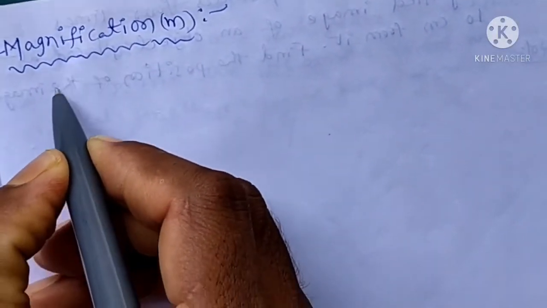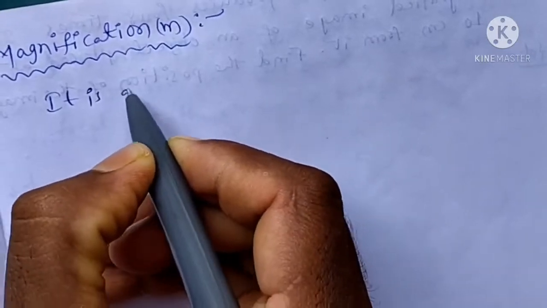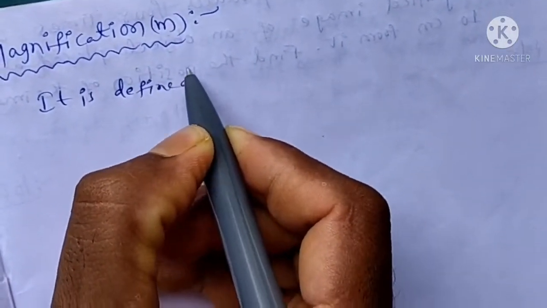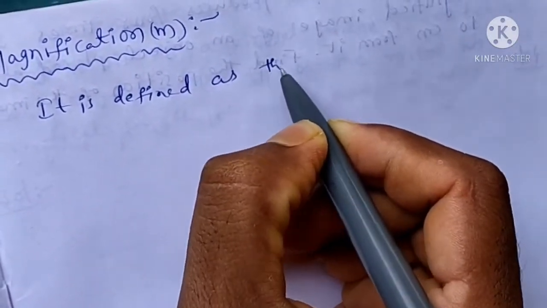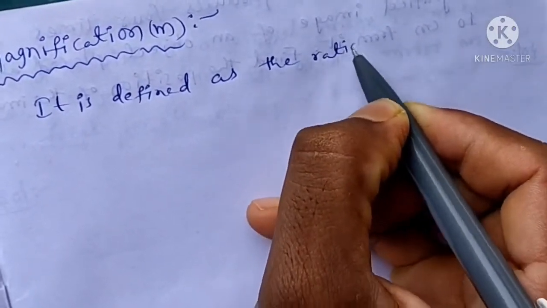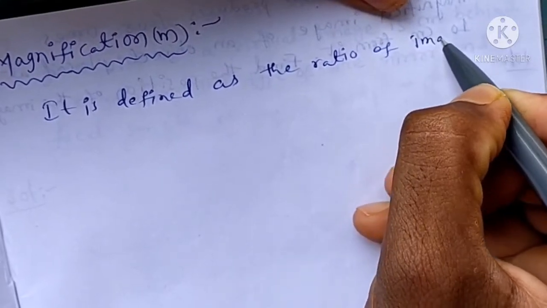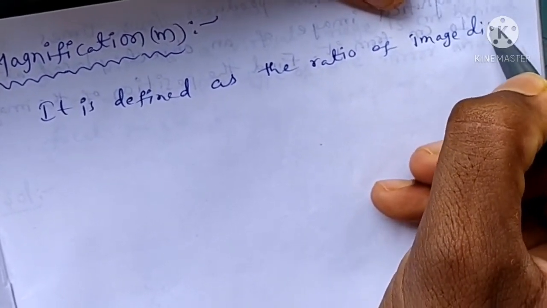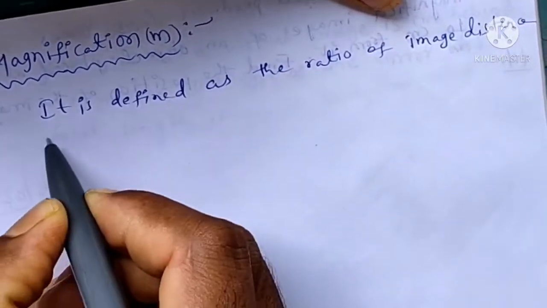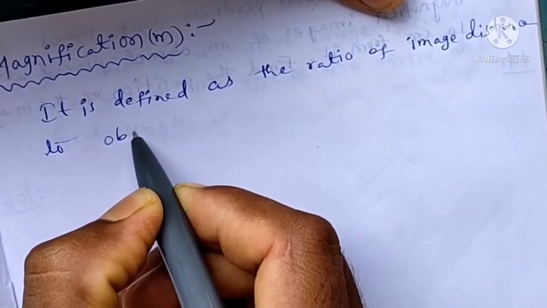Magnification. It is defined as the ratio of image distance to object distance.